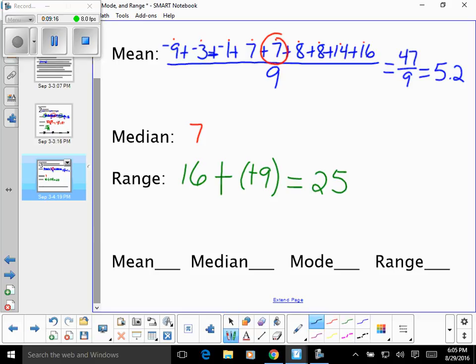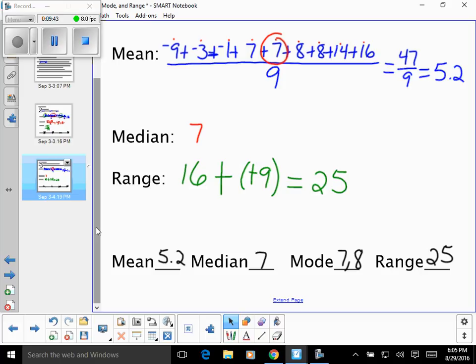Our mean is 5.2. Our median is 7. Now, in this particular set, the 7 is used twice, and so is the 8. So we have 2 modes, the 7 and the 8. Our range is 25. And that concludes the lesson on mean, median, mode, and range.